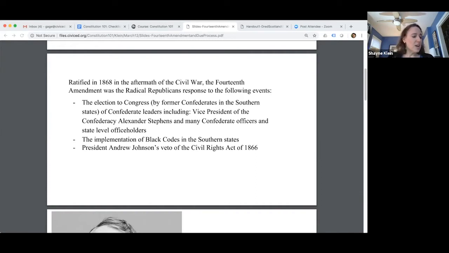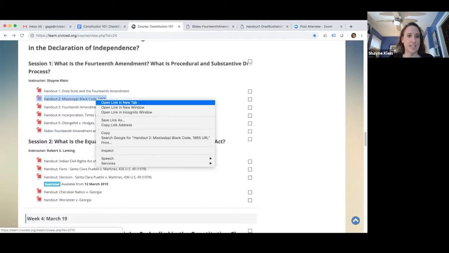And so the Republicans in Congress are feeling like they fought this war, they want a new world, a changed world, and the Southern states are resisting it. The other really significant way the Southern states are resisting it is the Black Code. So I'm going to ask Mark to switch over again for us to the Mississippi Black Code and some excerpts I have of that for y'all to look at.